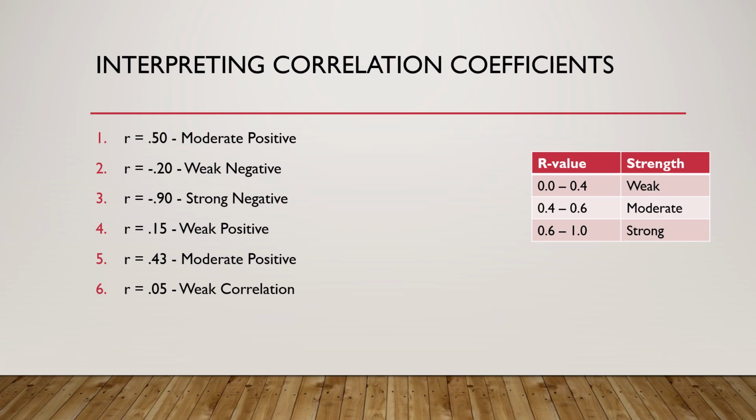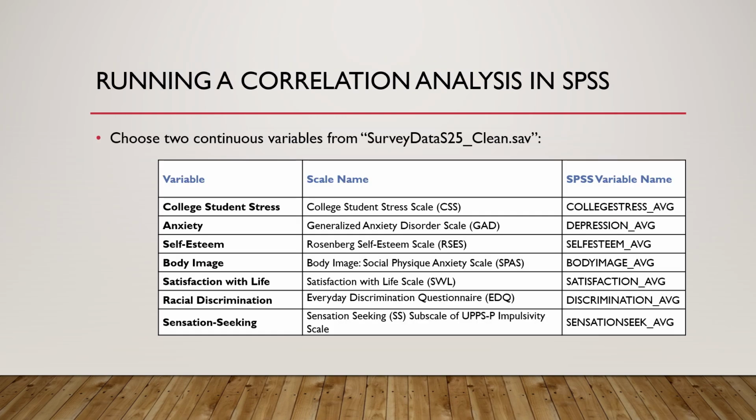And then finally, you have that 0.05. This is very close to the 0, the midpoint, which is no relationship. That's going to be a weak correlation. So let's get some more practice running these correlations in SPSS and actually seeing this data.